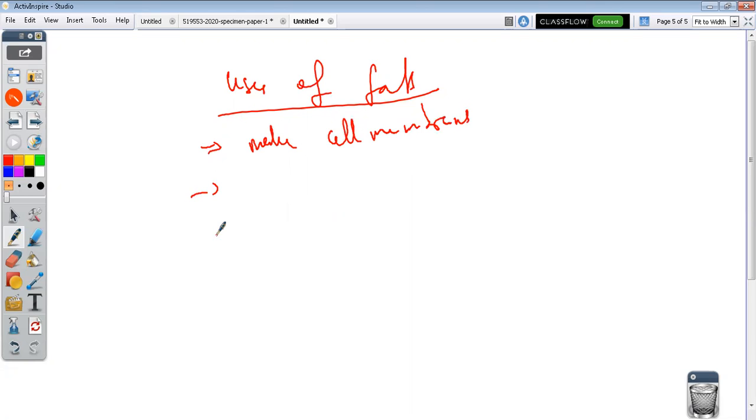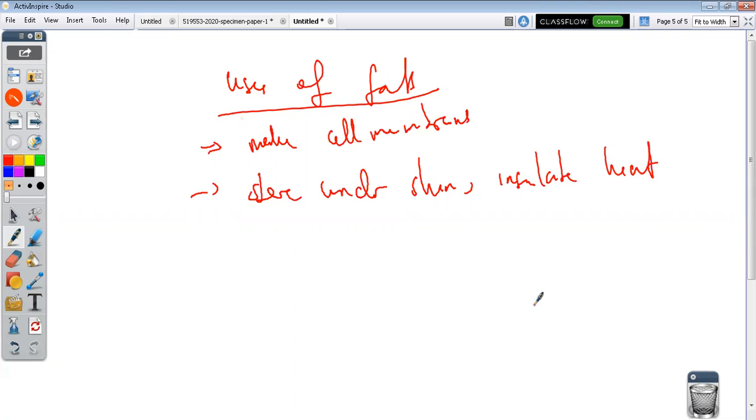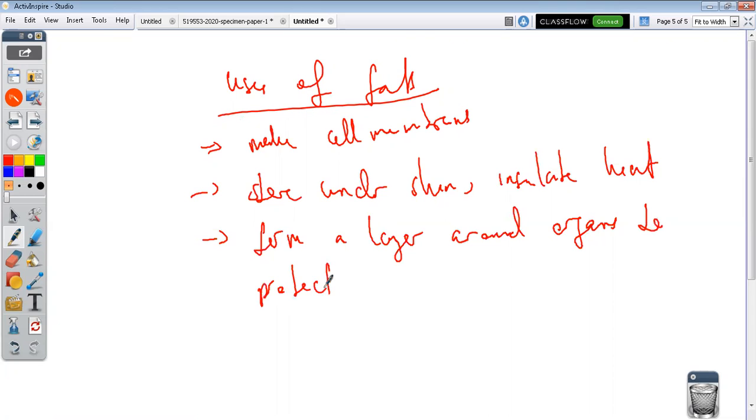Then what else? They are stored under the skin to insulate against heat loss when it's cold, so homeostasis. Clear? Are we together? Fats also form a layer around the organs in the body to protect them from damage. Clear? Make sense?